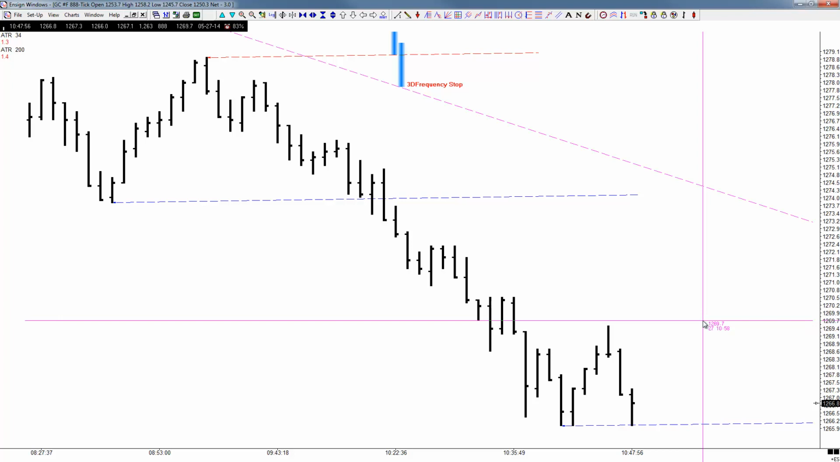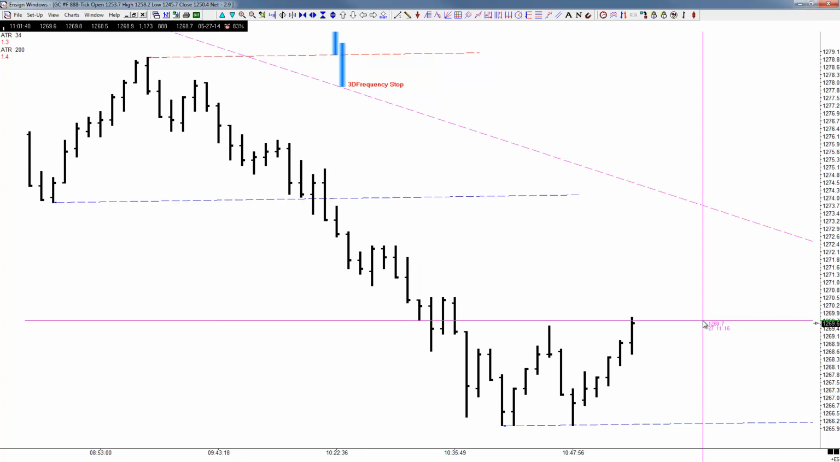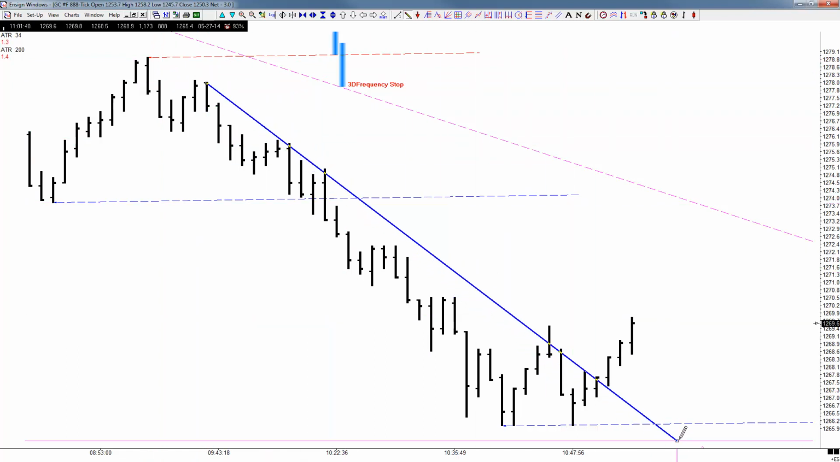Testing the bottom. Look like a bottom? Look at how orderly price is going down. Would you draw on a new 3D frequency line? I'm fine with my frequency line. Let's take a look at yours. It would probably be this. You're busted.